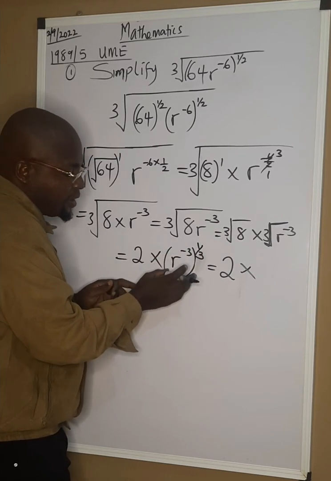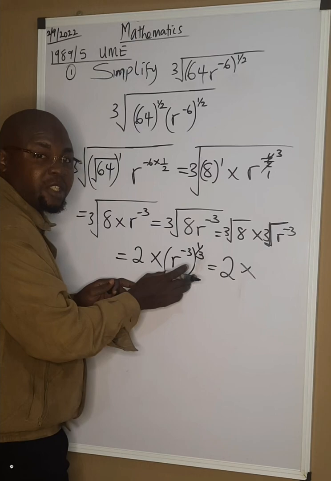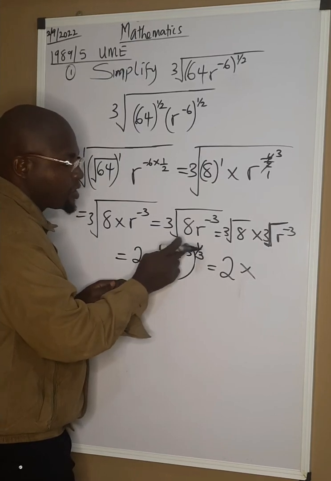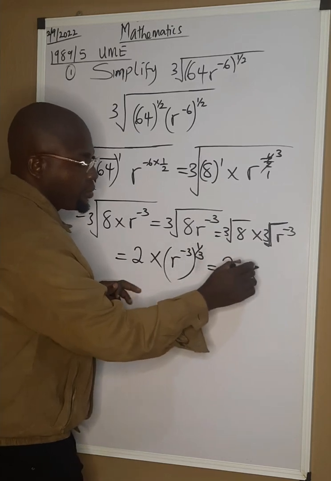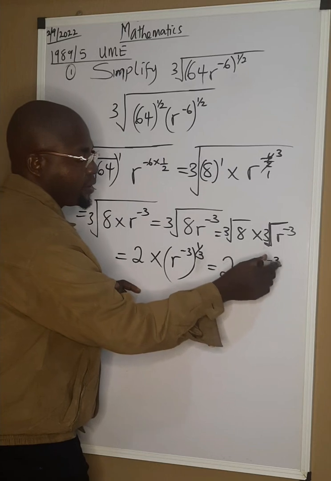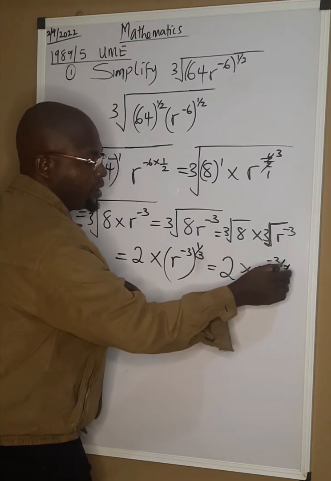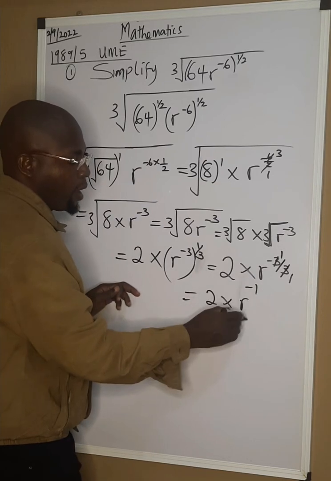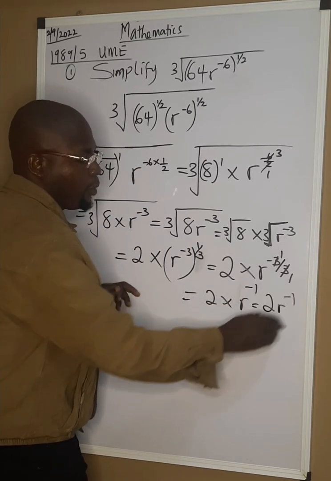So this becomes 2 times r^3 raised to power 1 over 3. What you are seeing here is a typical representation of the power law of indices, whereby the powers multiply each other. So this becomes r^(3 times 1), which is r^3, divided by 3. 3 here 1, 3 here 1. So this becomes 2 times r^(-1), equal to 2r^(-1).